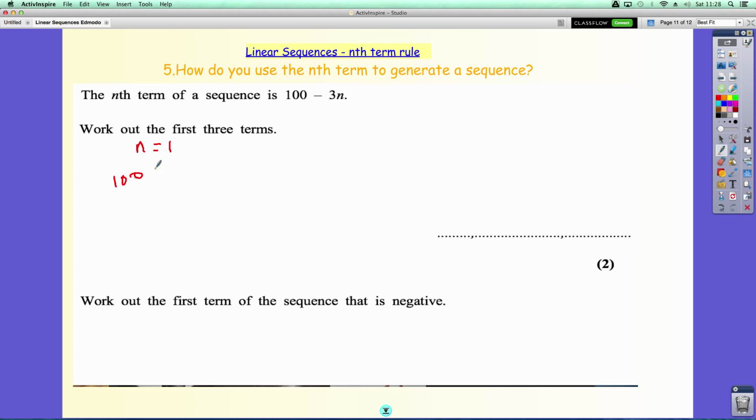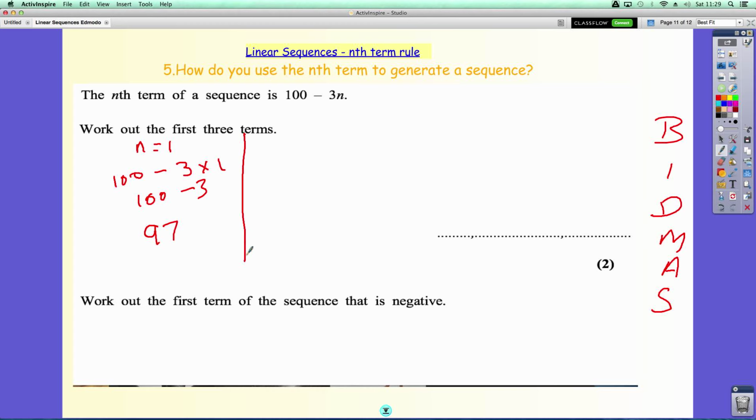So it's 100 minus 3 times 1. And you know from BIDMAS that we multiply before subtracting. So it's 100 minus 3, which is 97. When n is 2, it's 100 minus 3 times 2, which is 100 minus 6, 94. And it's just 3 less because it's minus 3, just 3 less each time.